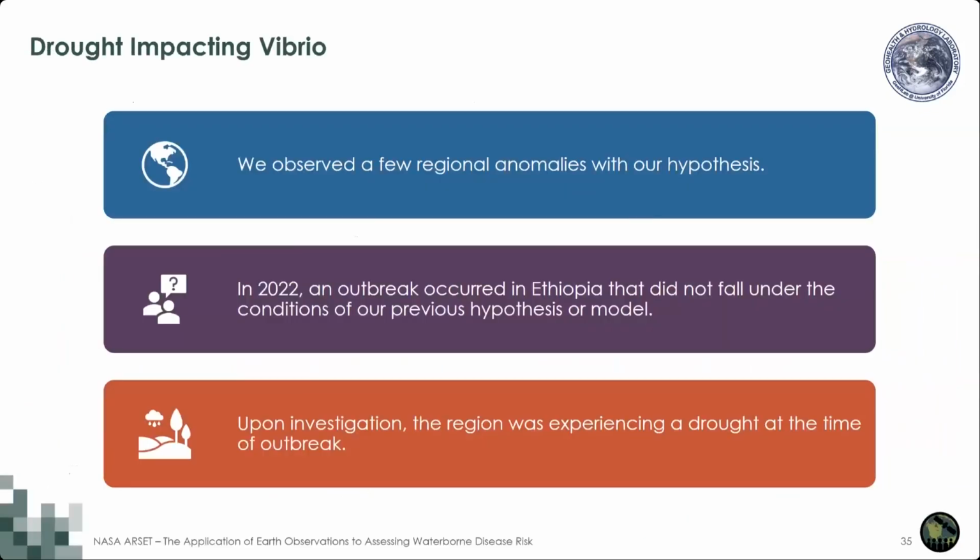Now, one of the ways that we've looked to improve our model is incorporating drought as a component. We have observed a few regional anomalies with our hypothesis. Specifically in 2022, we looked at an outbreak in Ethiopia that did not fall under the conditions of our previous hypothesis, where at the time there was not higher than average rainfall, there was no evidence of flooding, but there was a drought. In fact, one of the worst droughts that the region had ever experienced at the time of the cholera outbreak.